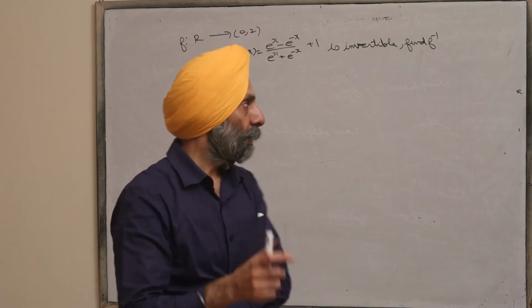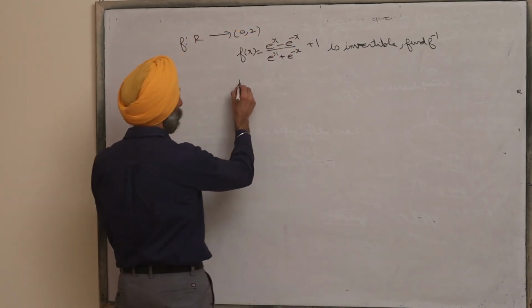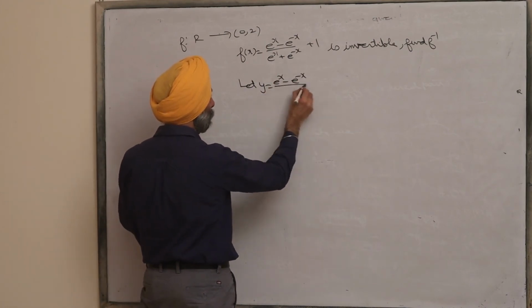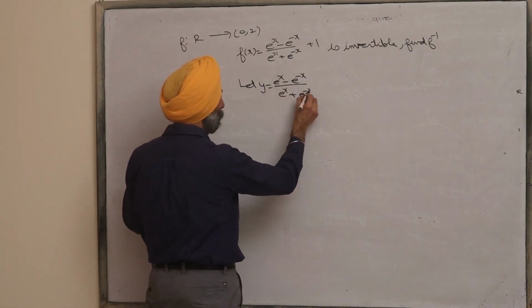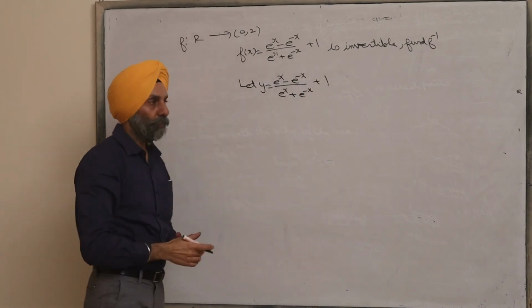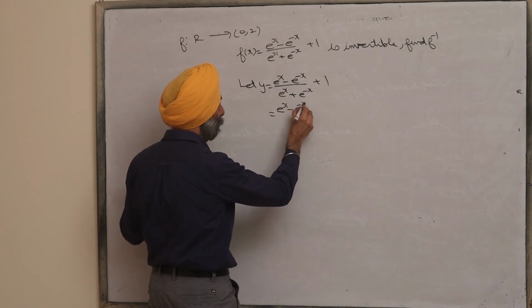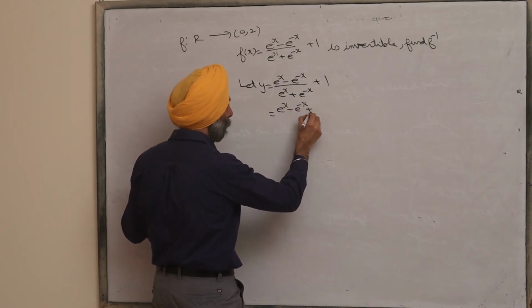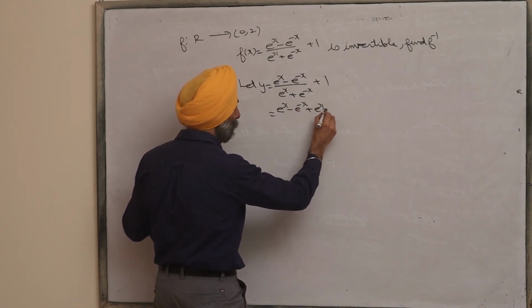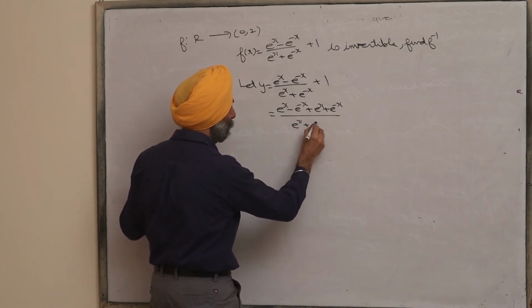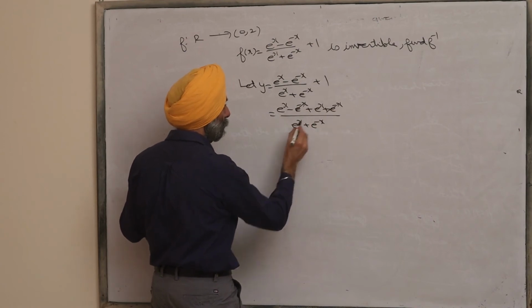competitive exams. Now let y is equal to e raised to power x minus e raised to power minus x upon e raised to power x plus e raised to power minus x plus 1. So this is equal to, if you take the LCM, e raised to power x minus e raised to power minus x plus e raised to power x plus e raised to power minus x upon e raised to power x plus e raised to power minus x.